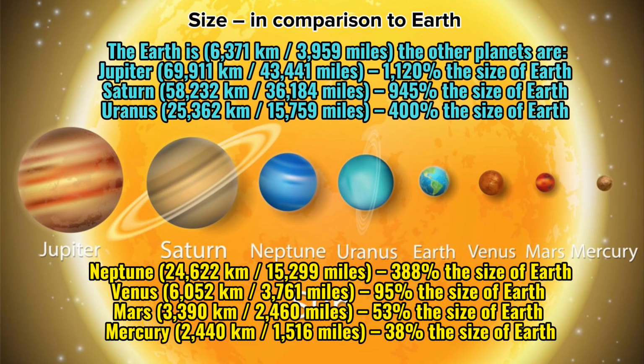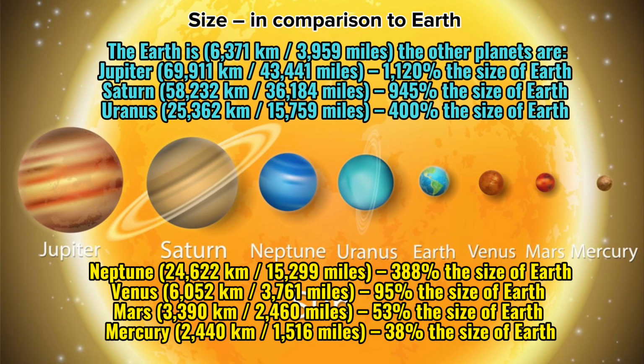Size in comparison to Earth. The Earth is 6,371 kilometers, or 3,959 miles. Jupiter, in comparison, is 1,120% the size of Earth. Saturn is 945% the size of the Earth. Uranus is 400% the size of the Earth. Neptune is 388% of the size of the Earth.